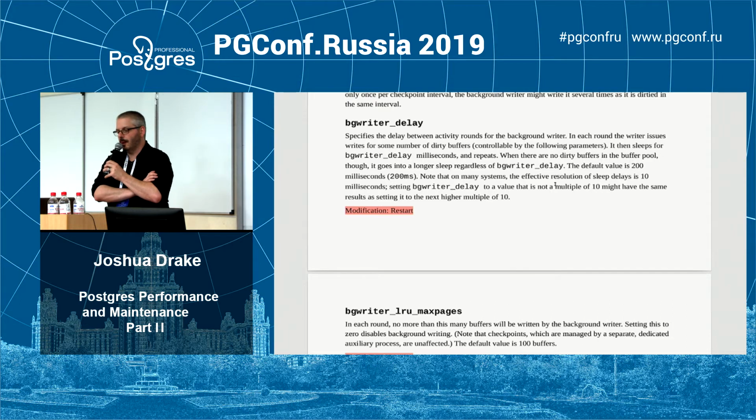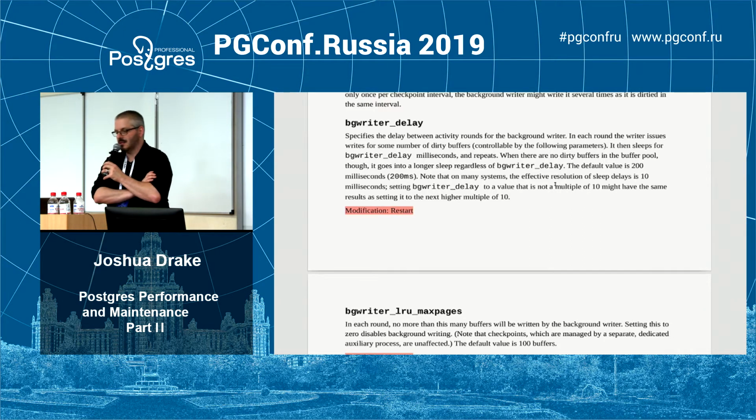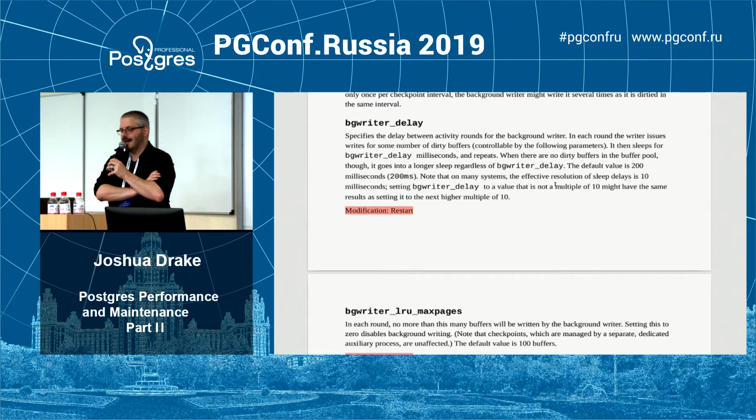When there are no dirty buffers in the buffer pool, though, it goes into a longer sleep regardless of BGWriter delay. The default value is 200 milliseconds. Note that on many systems, the effective resolution of sleep delays is 10 milliseconds. So setting BGWriter delay to a value that is not a multiple of 10 might have the same results as setting it to the next higher multiple of 10. So if you set it to like 203, it's probably going to be 210 no matter what.